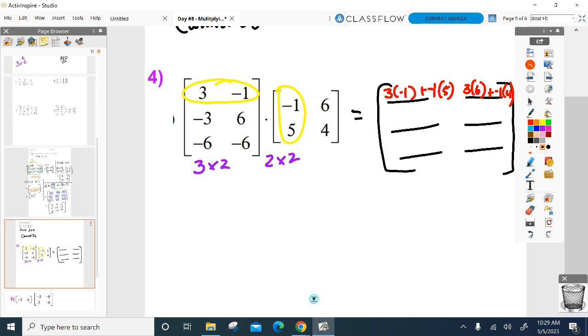How's it going? All right, now let's take care of row 2. So now I'm going to use -3 and 6. -3 times -1. I'm just going to shut up because that might be distracting to some of you. And 6 and 5. And maybe you guys find a way you like to do it that's different than me.